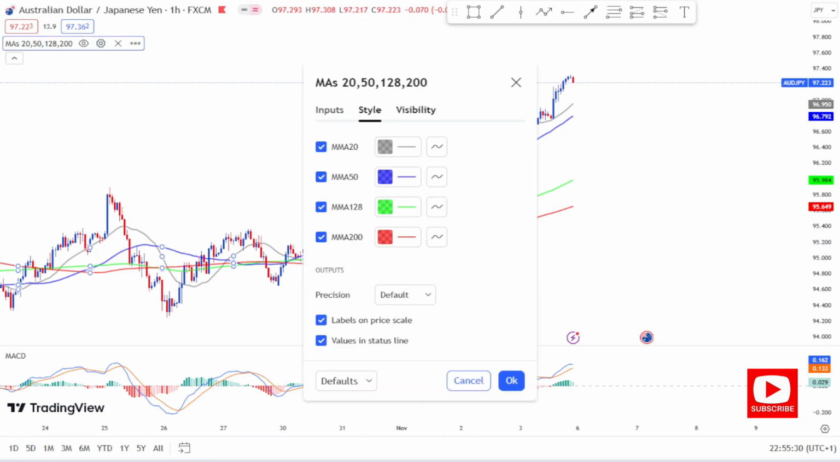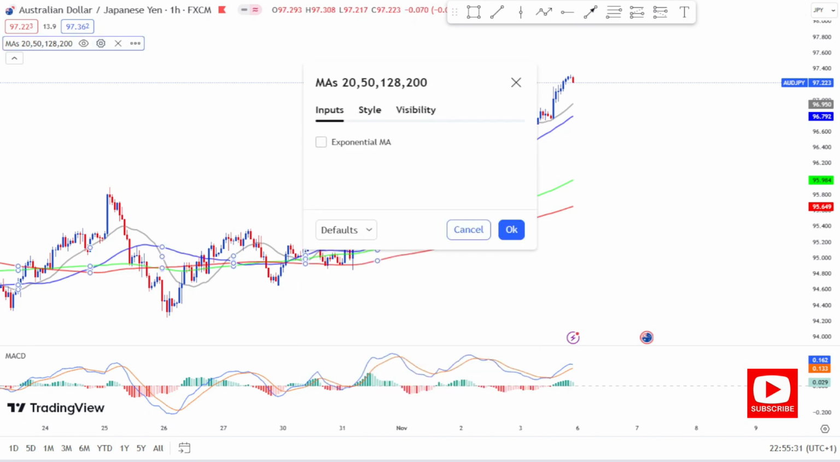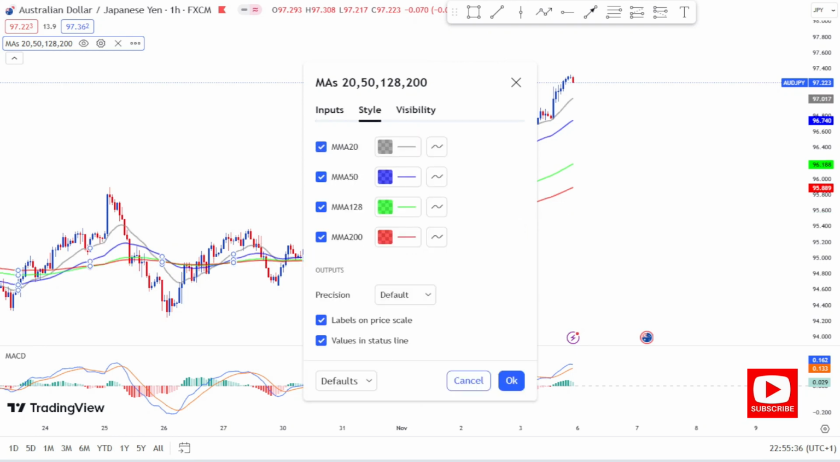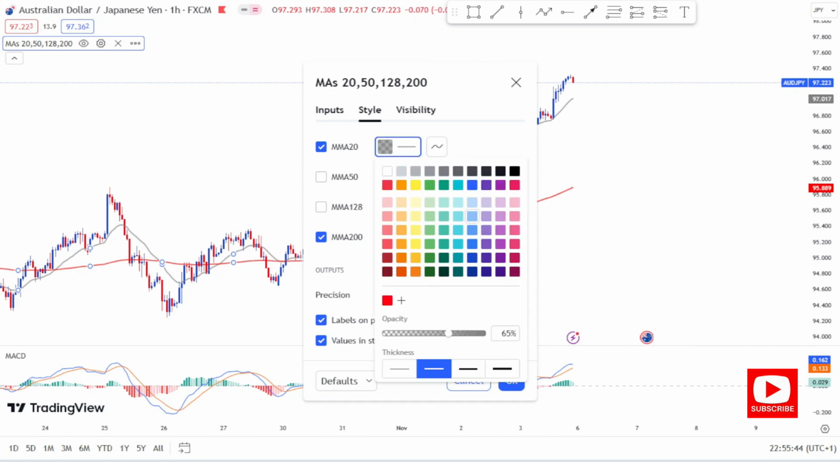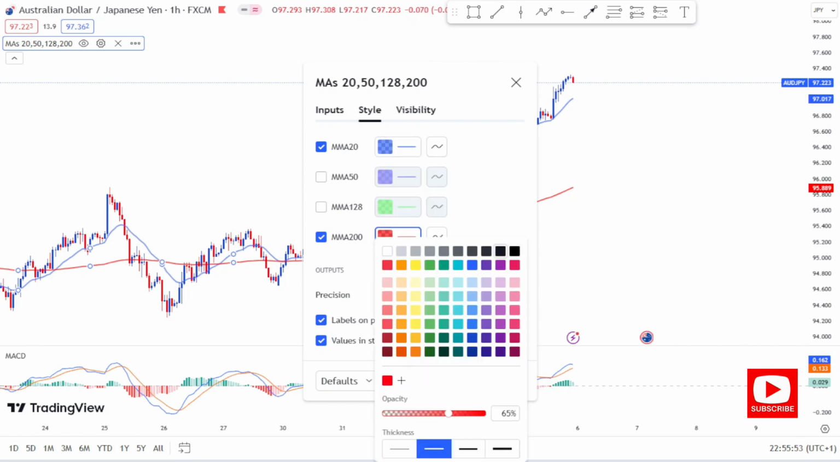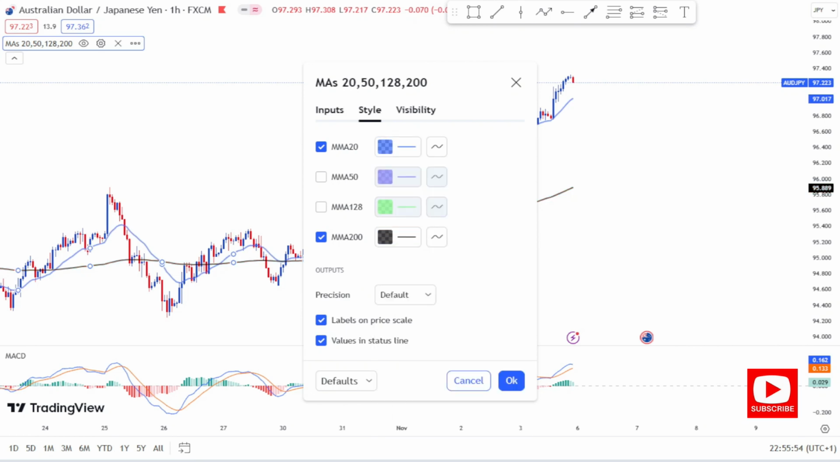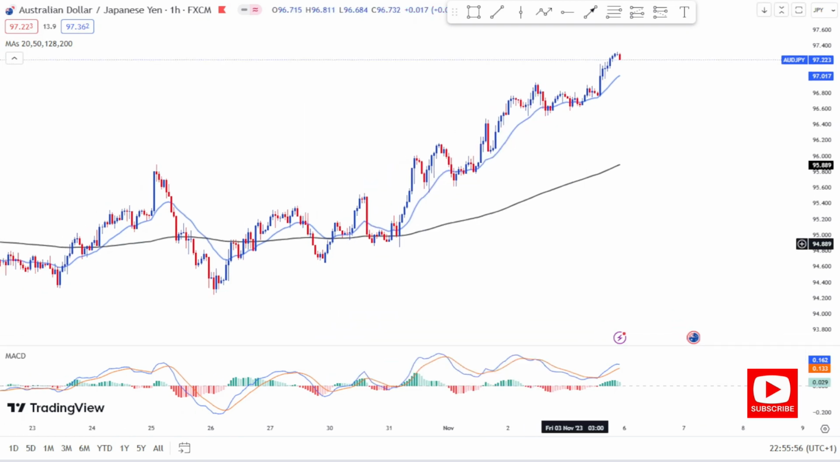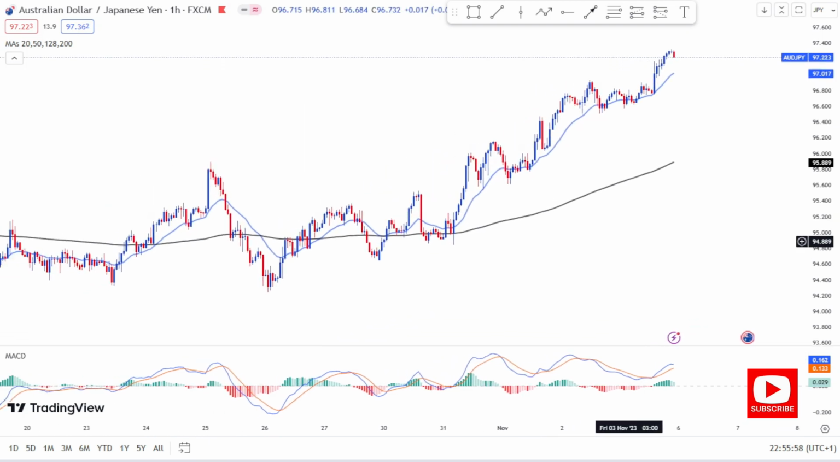We go to the moving average settings, and under inputs we are going to be taking the exponential moving average. While on the style, we are going to be taking off the moving average 50 and the moving average 128 because we won't be needing them for this strategy. We are also going to highlight the colors more. For moving average 20, I like mine to be blue, and moving average 200 a more neutral black. Once all done, we have our moving averages set for this strategy.